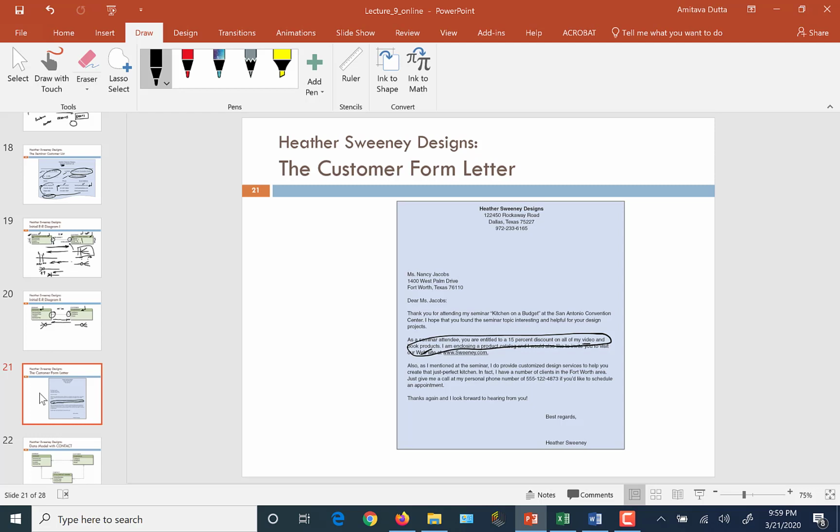Okay. The other thing that you can see from here is that Heather Sweeney does contact her customers and sends letters out to them. Now, she might be calling them also. So there is some kind of relationship between Heather Sweeney and her customers that consists of communication between them to help her drum up more business beyond the seminars. So let's move on ahead and see how the information from this particular letter helps us build the ER diagram a little bit further.